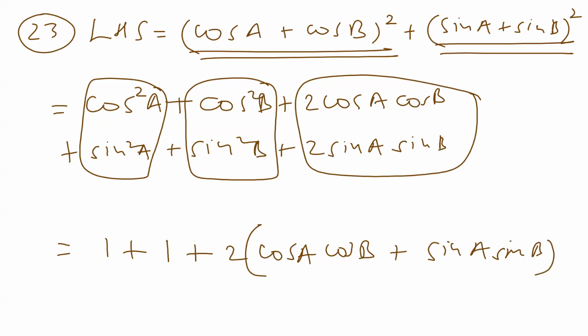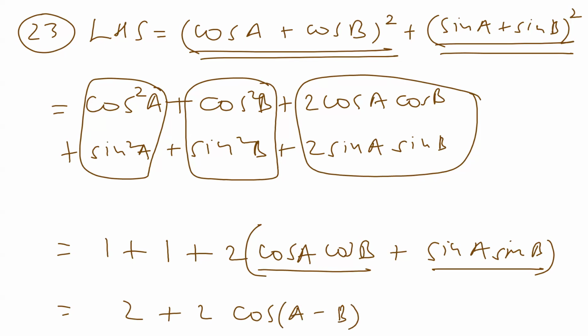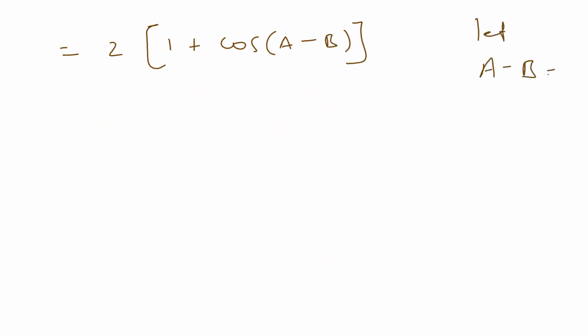Now this is the compound angle formula. Once again, cos A cos B plus sin A sin B is cos of A minus B. Okay. Now from these two terms, take 2 common. So 2 times 1 plus cos of A minus B. Now let A minus B be equal to theta. So 2 into 1 plus cos theta, right?